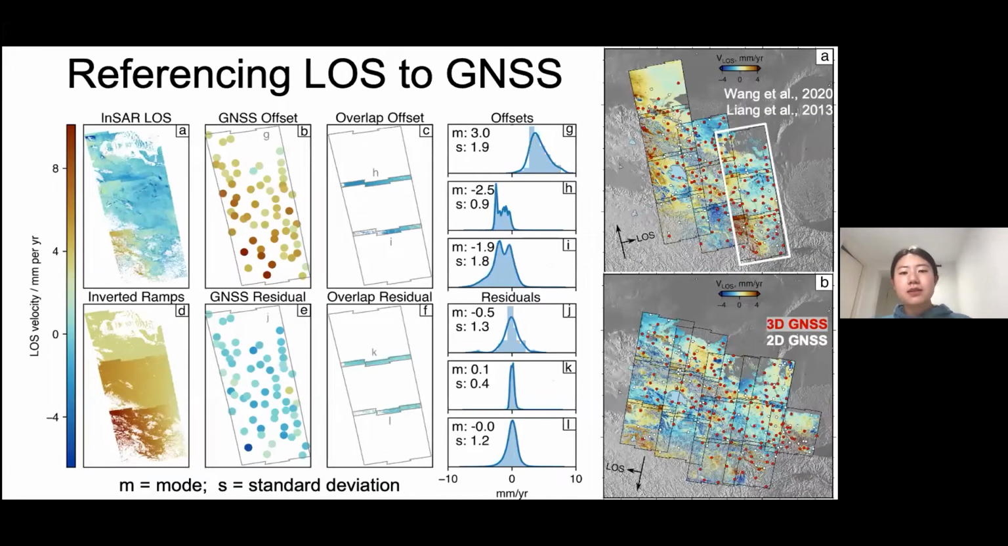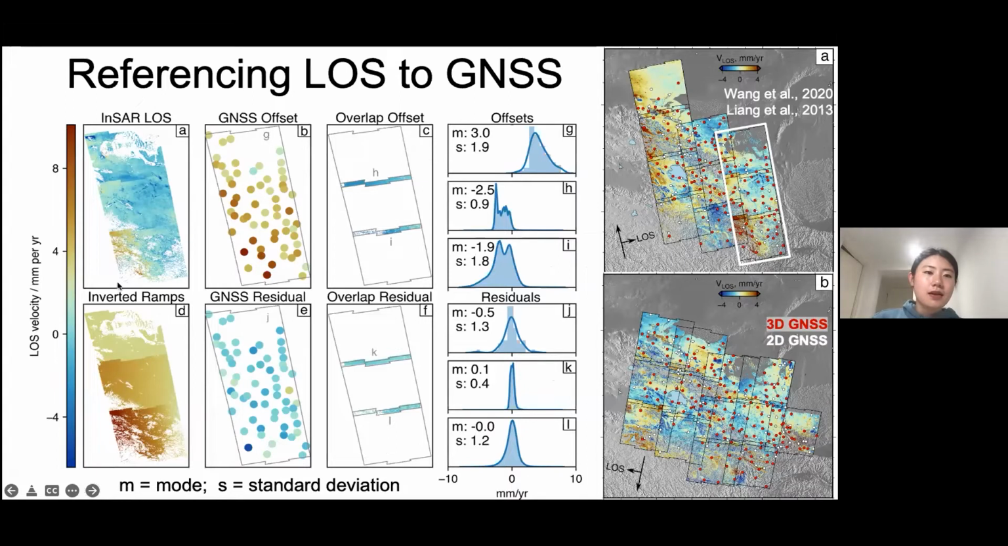The velocities derived in this method are flat because each interferogram has been flattened before. As a result, they are all individually referenced and offset and potentially tilted from each other, as we can see in this track.